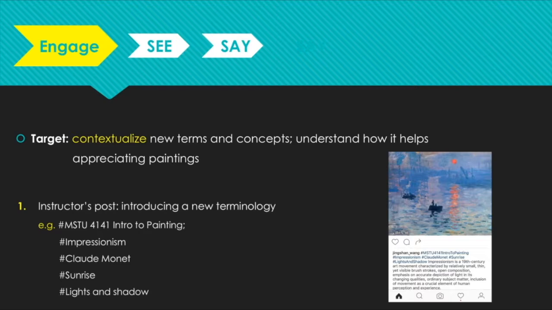They need to make sense of how they can be applied when looking at a painting, how such knowledge is meaningful and helpful for their painting study and their general artistic sense. And here is the design activity by using Instagram. Step 1. Teacher will post before class a painting picture and a text introducing what professional concept they're going to learn this week. For example, Monet's painting Sunrise, hashtags of the class title MSTU4141, and the terminology they're going to learn, like Impressionism and Light and Shadow hashtag, which is related knowledge.